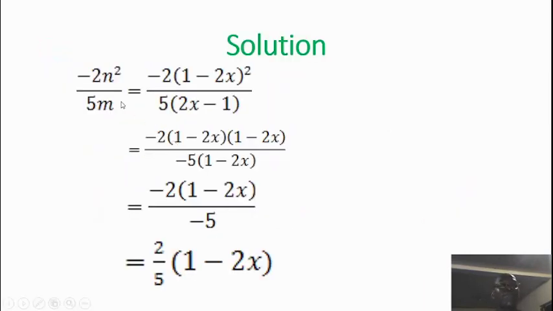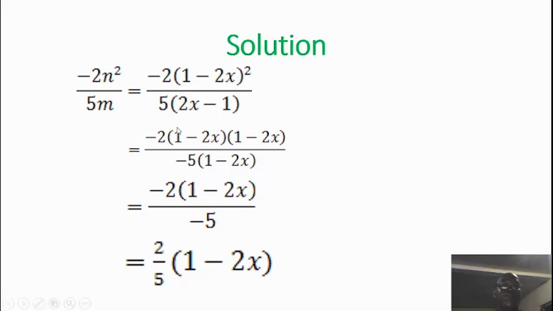Solution. We are given minus 2n squared all over 5m. We write minus 2. What's the value of n? n is 1 minus 2x. We square it. What's m? m is 2x minus 1. So we multiply out. Squaring this one first will give us this, multiplying this, because the square of a quantity means the product of that quantity and itself.